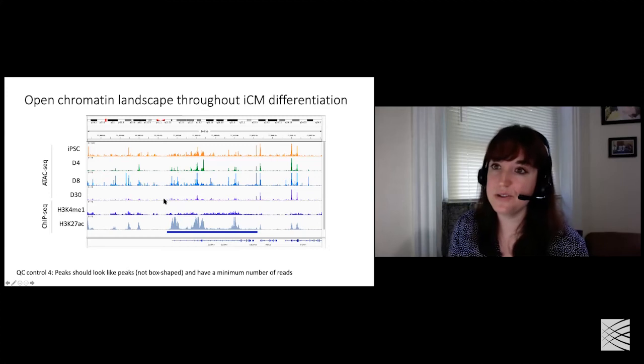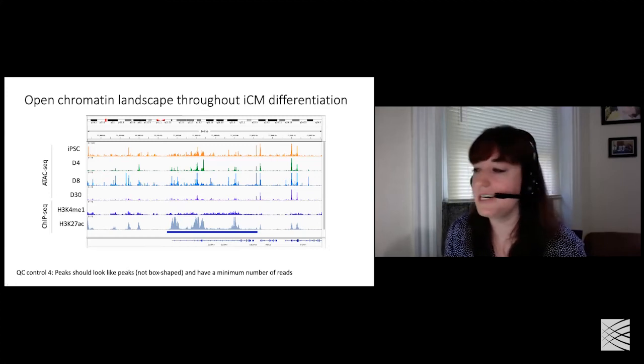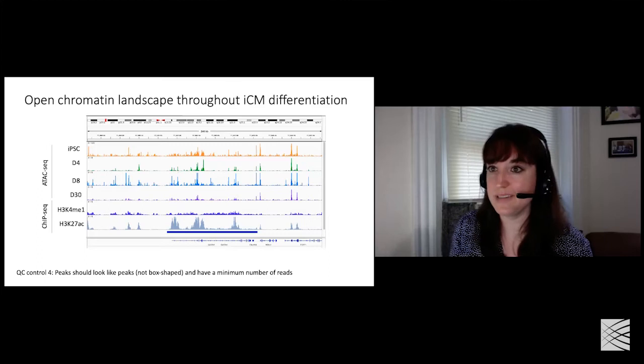And actually now single nuclei ATAC-seq is available, where you can look at these peaks in different cell types at single cell resolution. But this is just bulk ATAC-seq data.